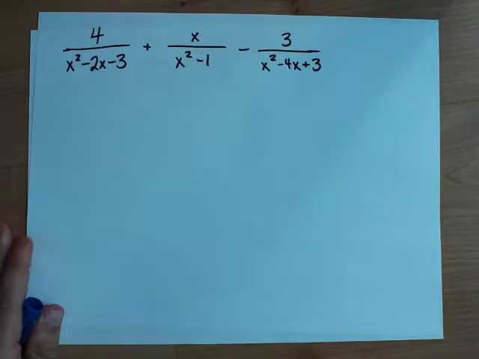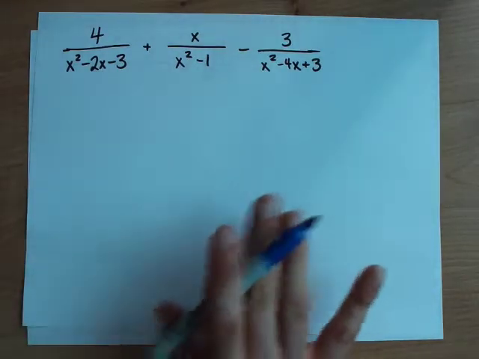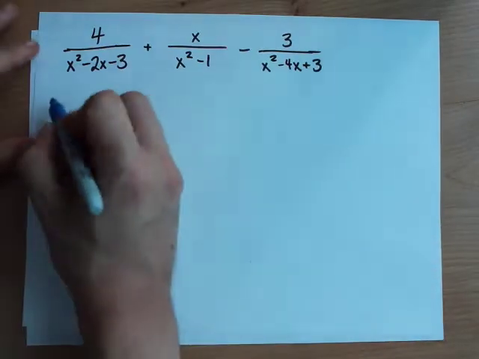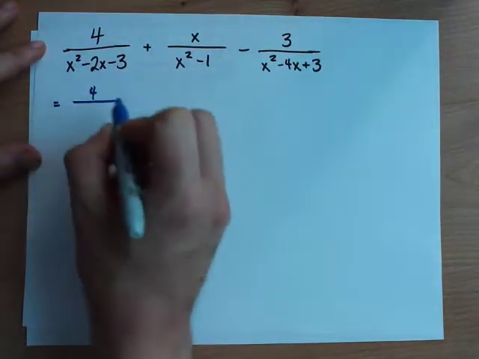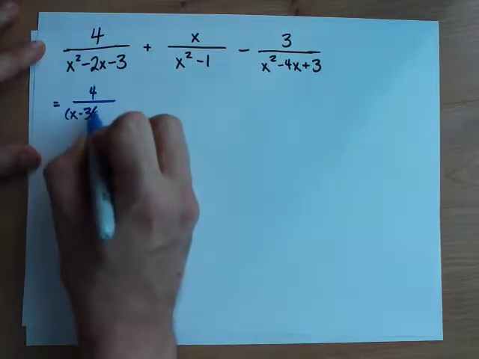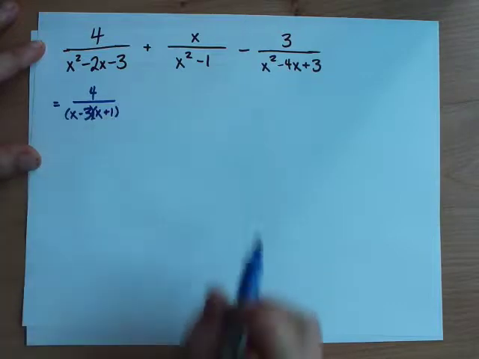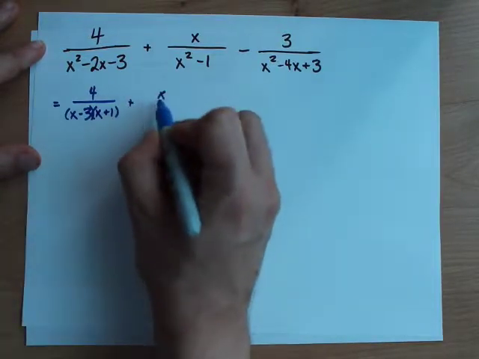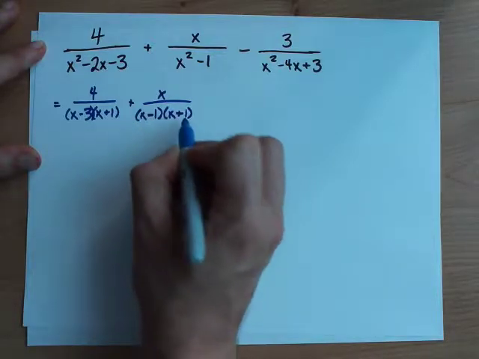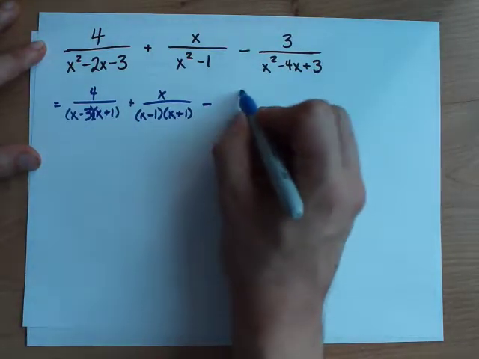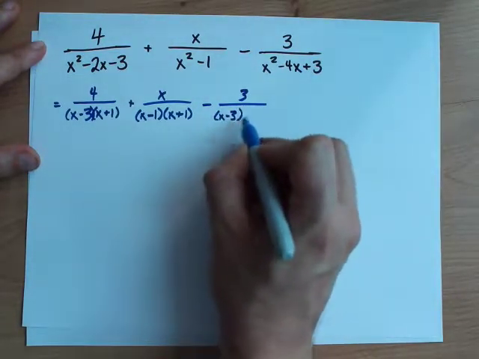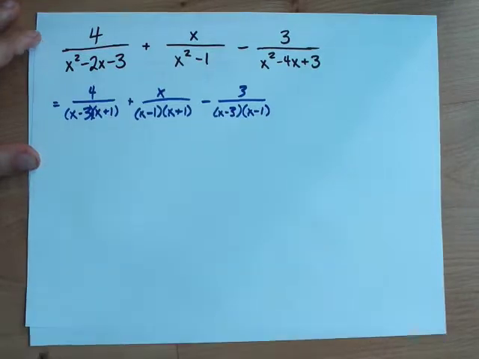Oh yeah. Now we have to factor the bottoms first so that we know what we have to multiply each thing by to get a common denominator. This factors, I need 2 numbers that multiply to negative 3 and add to negative 2. It factors to x minus 3 times x plus 1. This next one factors by difference of squares, x minus 1, x plus 1. And this one requires 2 numbers that multiply to 3 and add to negative 4. That's x minus 3 and x minus 1.